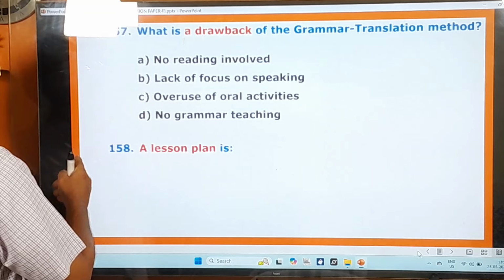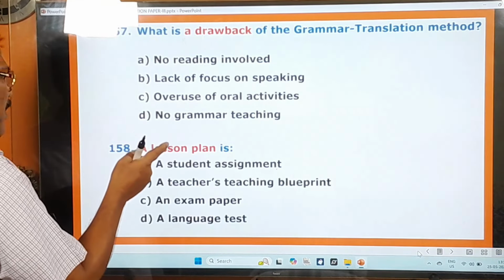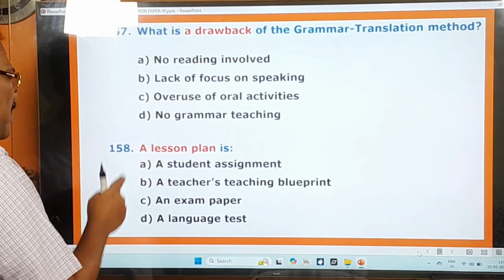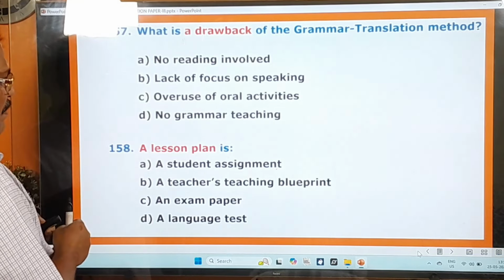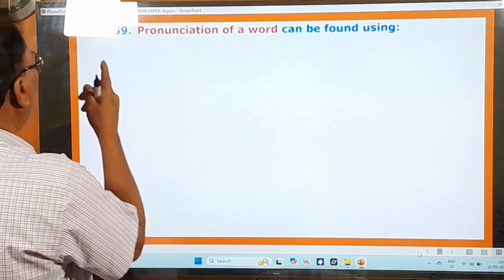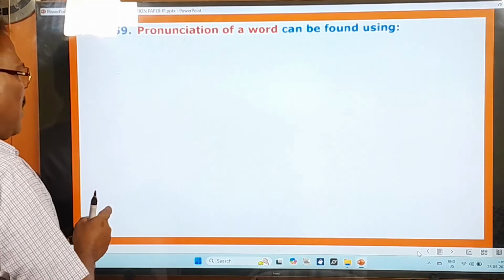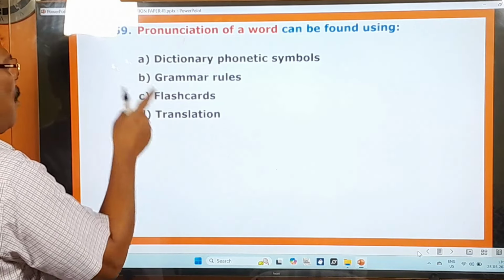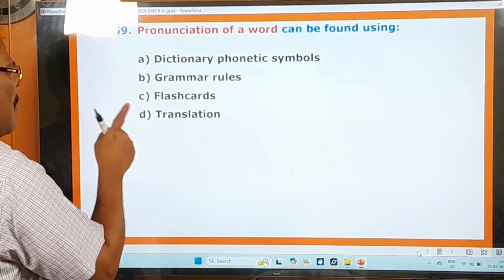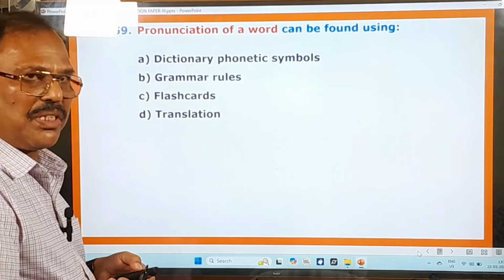158th question. A lesson plan is a student assignment, a teacher's teaching blueprint, an exam paper, a language test. 159th question. Pronunciation of a word can be found using dictionary phonetic symbols, grammar rules, flashcards, translation. And now we go to the last question of this methodology section.